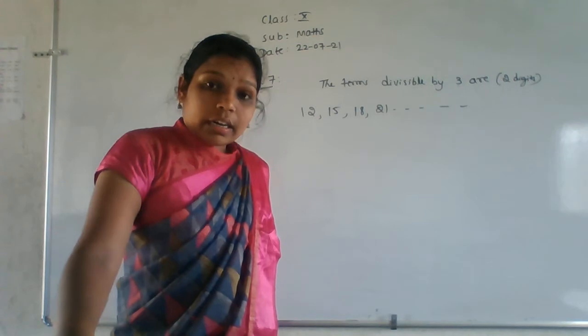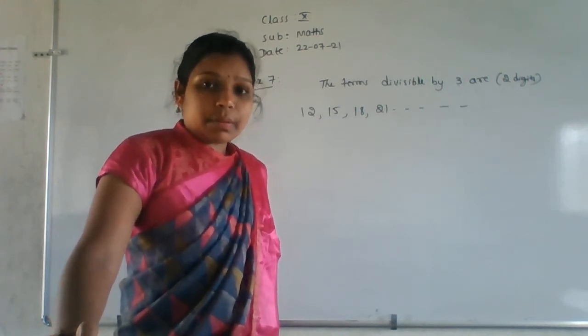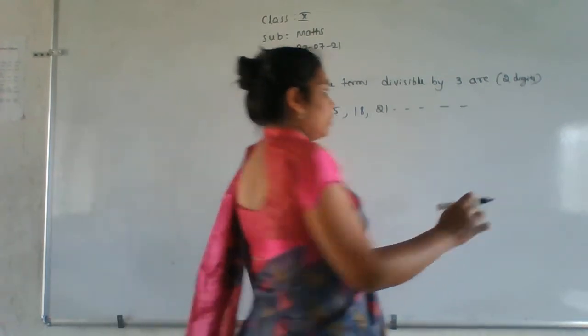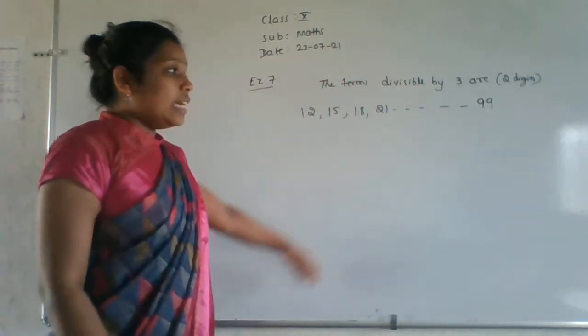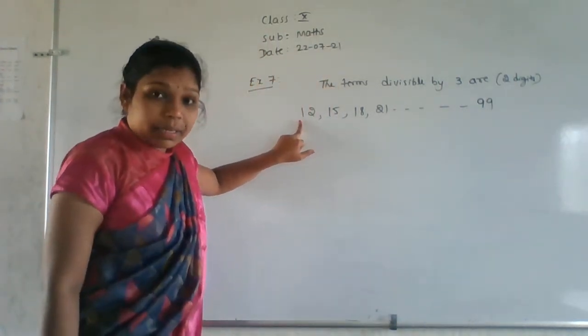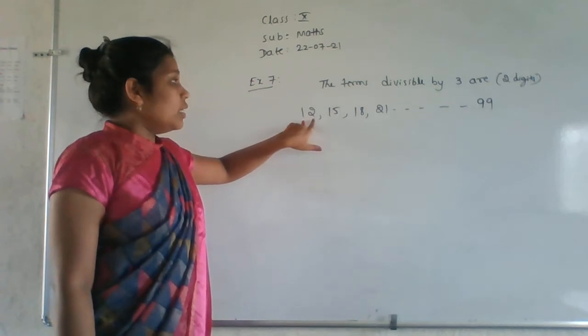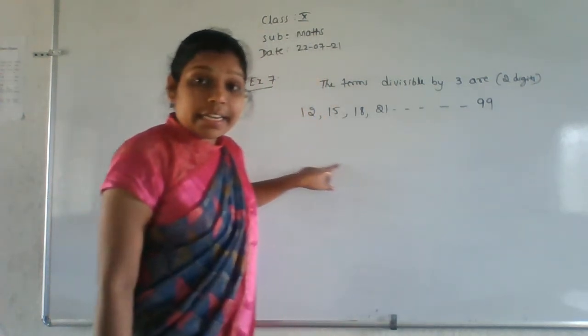So here before 100, 99 is there. Yes, 99 is divisible by 3. Yes, we can divide by 3. So that will be the last term. Okay, so we know the last term, and this will be the first term here. Understanding everyone? The first term is 12 here and the last term is 99.